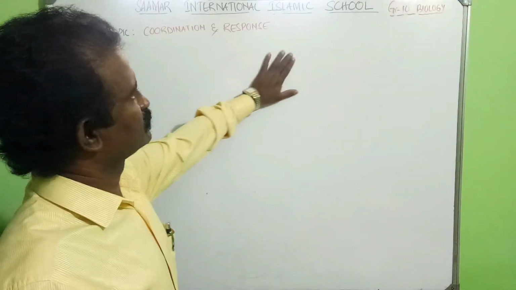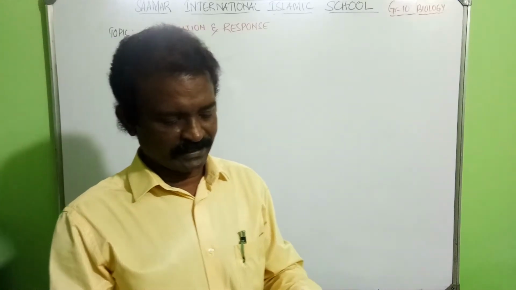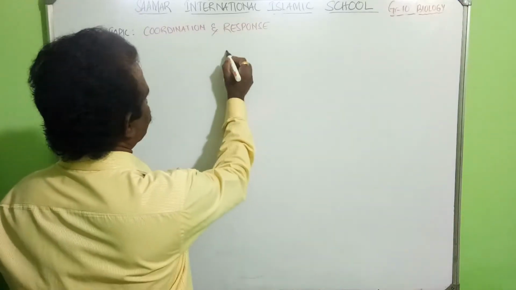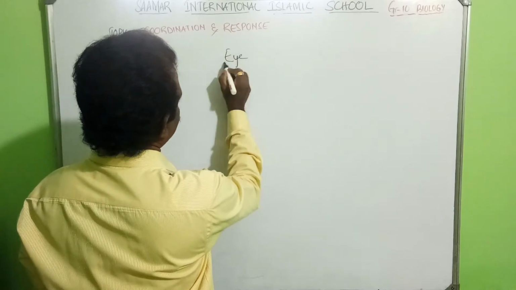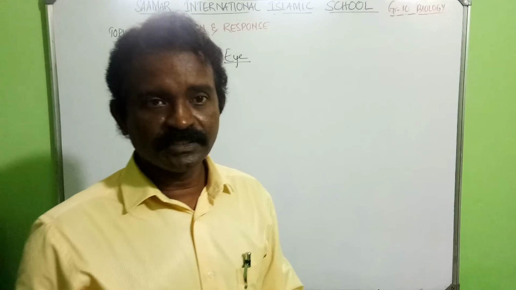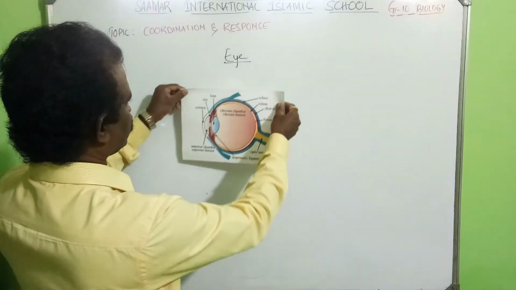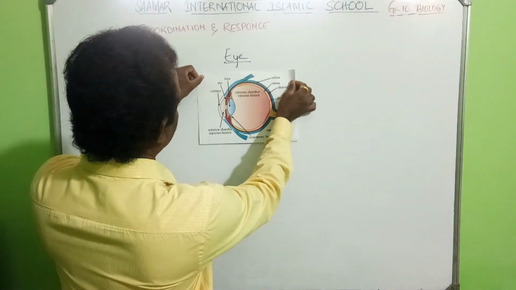So far we learned coordination and response in biology. This first concept we learned. Now we are learning about the second concept. Second concept is what? A sense organ, which is the eye. The eye is a sense organ of sight. Is it clear? Now, how is the eye coordinated with the brain? Let us learn now. You will see the diagram of the eye here.